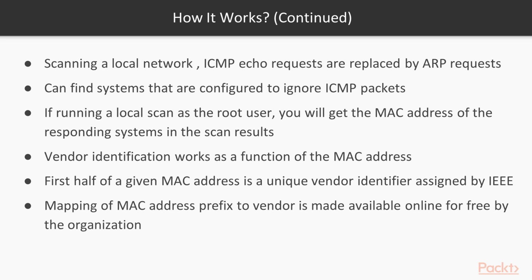If you are running a local scan as the root user, then you will get the MAC address of the responding systems in the scan results as well, as seen earlier. The vendor identification works as a function of the MAC address. The first half of a given MAC address is a unique vendor identifier assigned by the Institute of Electrical and Electronics Engineers, or IEEE. The mapping of MAC address prefix to vendor is made available online for free by the organization, and various tools may be found online for looking up the manufacturer of a given MAC. Great! In this video, we detected systems on your network with NMAP.